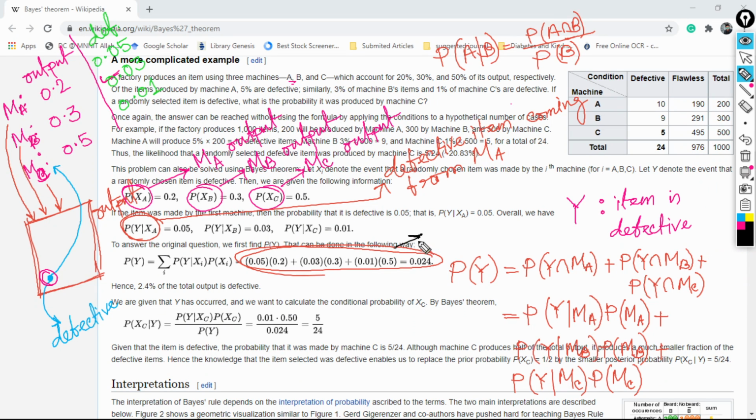So what does this thing mean? See this one. This is the probability of D, that is our total whole pool. In the whole pool, that is our whole product. So overall, the probability that an item will be defective is 2.4. What does this mean? Simply, this means 2.4% of all the product are defective.